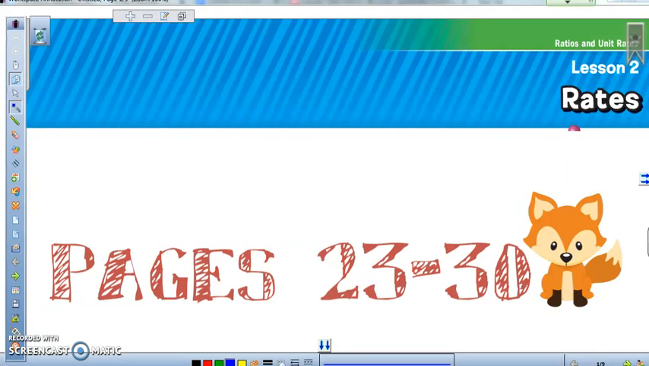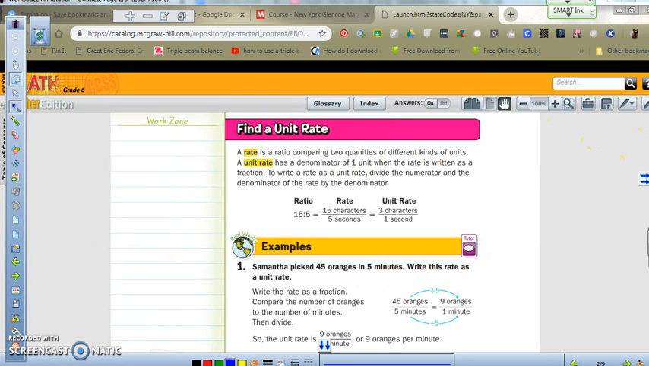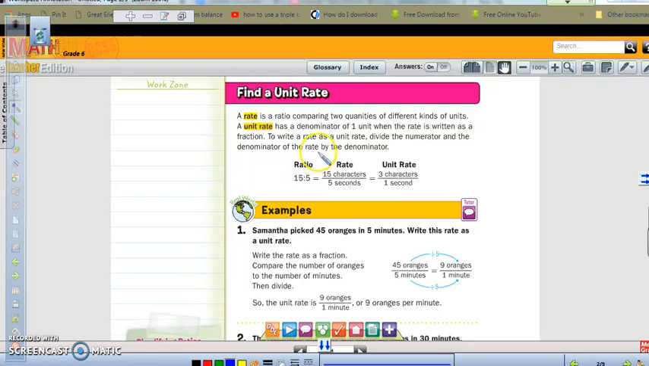So our lesson today is going to continue on with using our ratio tables, except now we're going to do rates. And rates are special because they mean for a unit of 1. So make sure you have pages 23 through 30, and then turn your page to example 1 up top where it says find a unit rate.